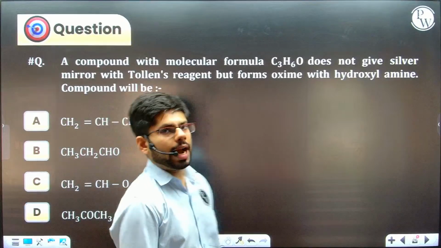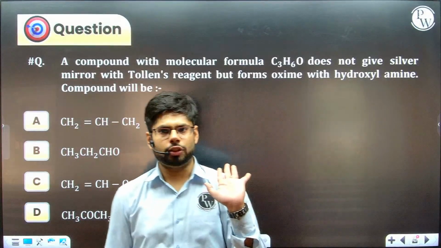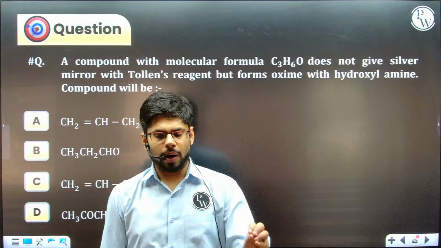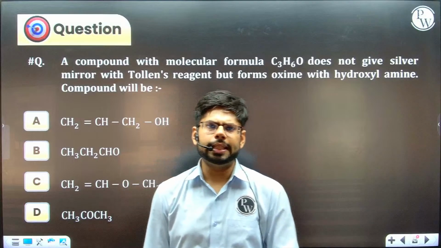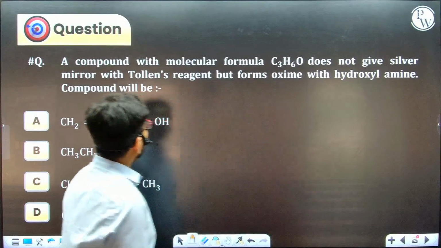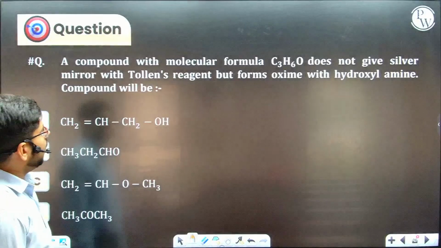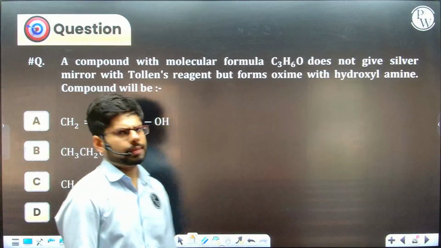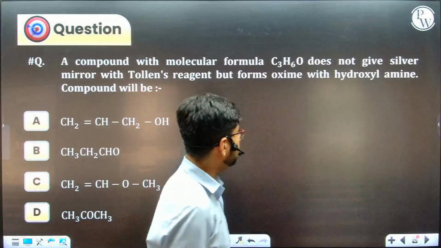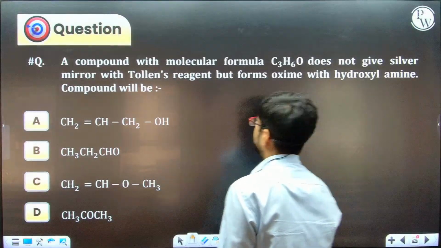See, all aldehydes react with Tollens reagent. If the compound is a carbonyl compound and is not undergoing reaction with Tollens reagent, that means it is a ketone. And here we have been told that it forms an oxime with hydroxylamine. Yes, oximes are formed by ketones as well. Just now we discussed oximes. So it's a ketone.